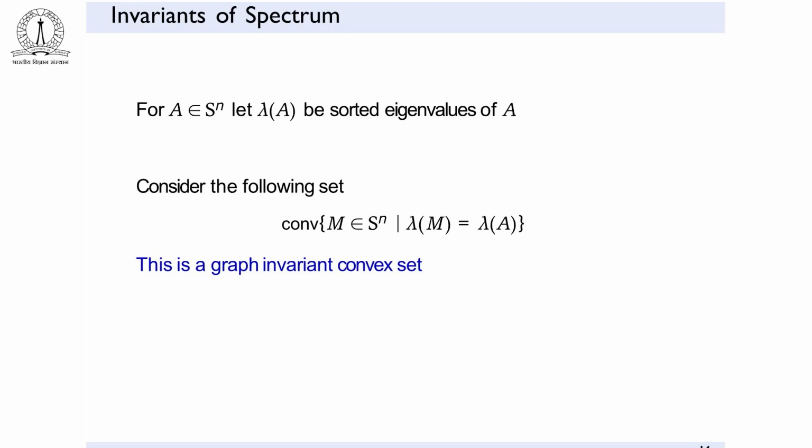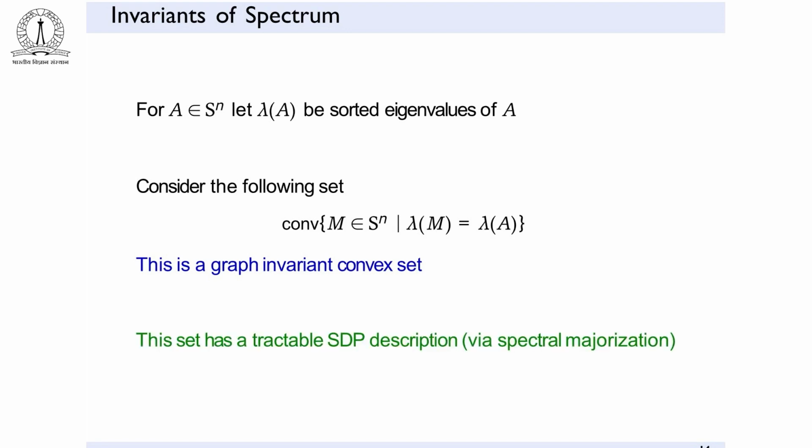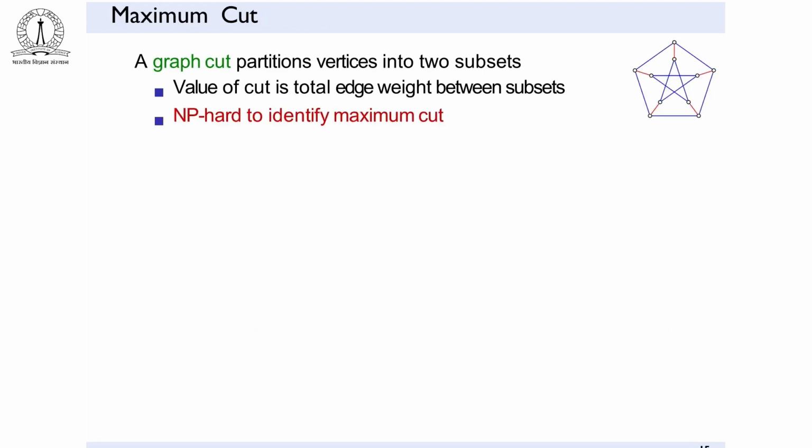Convex by construction and graph invariant, one can check. And this set has a tractable semi-definite programming description. So convex, but also tractable to specify, and hence tractable to use in the context of actually solving problems. If it implies majorization, then Schur convex functions you can optimize and find in polynomial time.